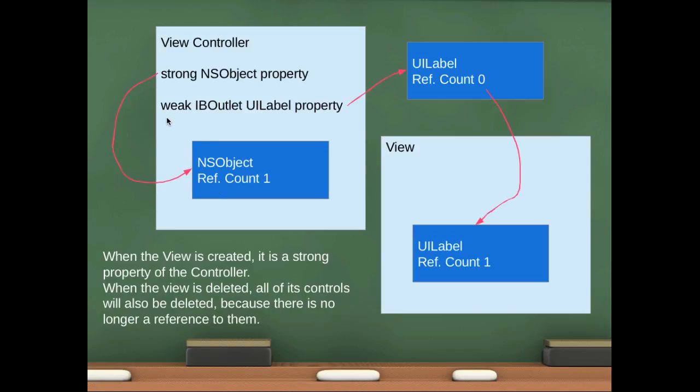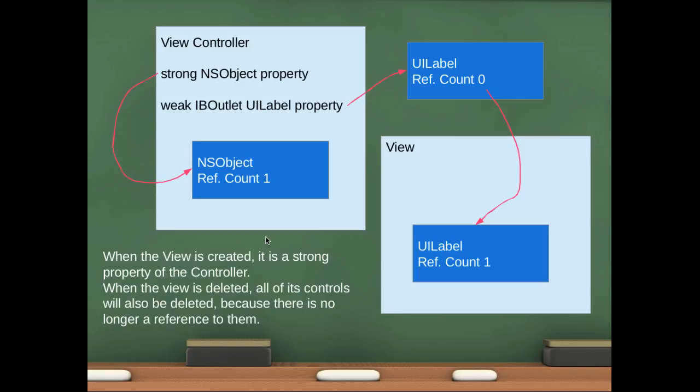We've also declared a weak IB outlet UI label property. Now, for a split second until that view comes online, that UI label exists here with a reference count of 0. But sometime later in the current run loop, the view is created, and the view grabs this object, this UI label, and as soon as the view takes ownership, it has a reference to this object, and therefore that object now has a reference count of 1. And this is exactly what we want. So this weak IB outlet is how we need to declare our outlet properties that will be on views as subviews of the main view in our view controller.